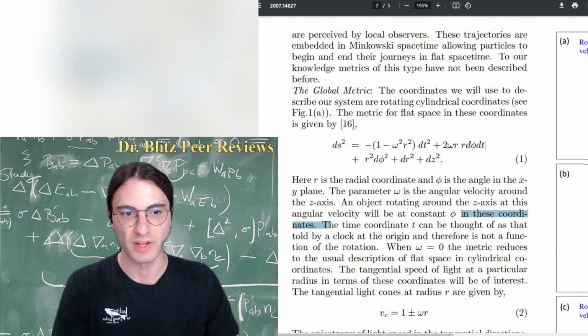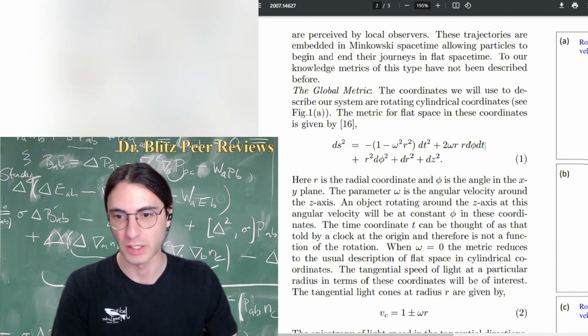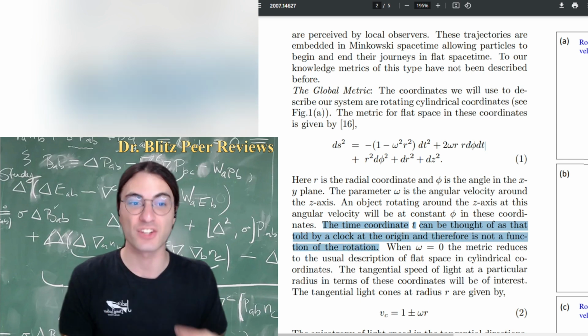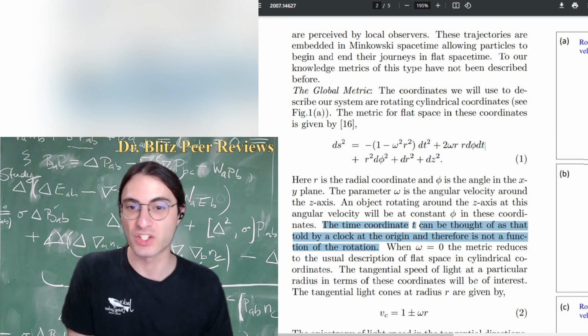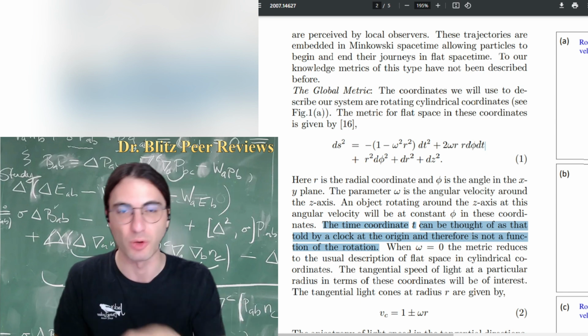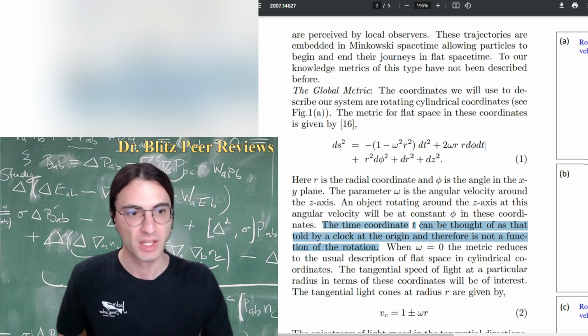Can time really be defined as another dimension? Absolutely, that's what we do in relativity. The time coordinate t can be thought of as that told by a clock at the origin, and therefore is not a function of the rotation. So t actually doesn't change. It's your internal clock that'll change if you're moving with the rotating coordinate system.